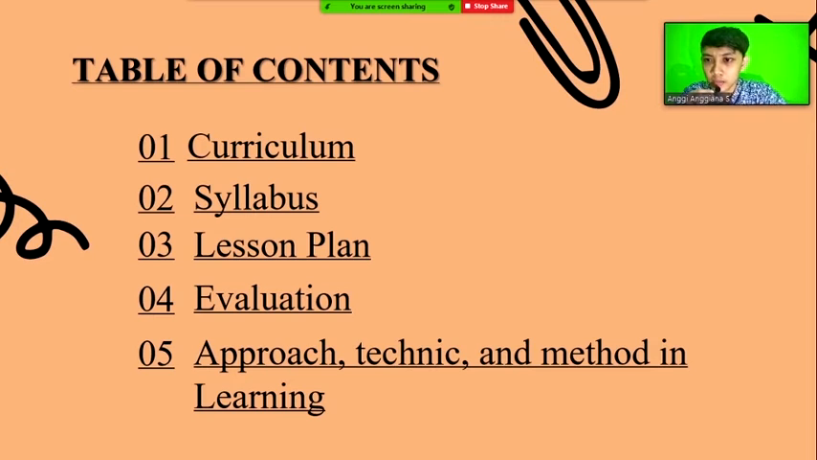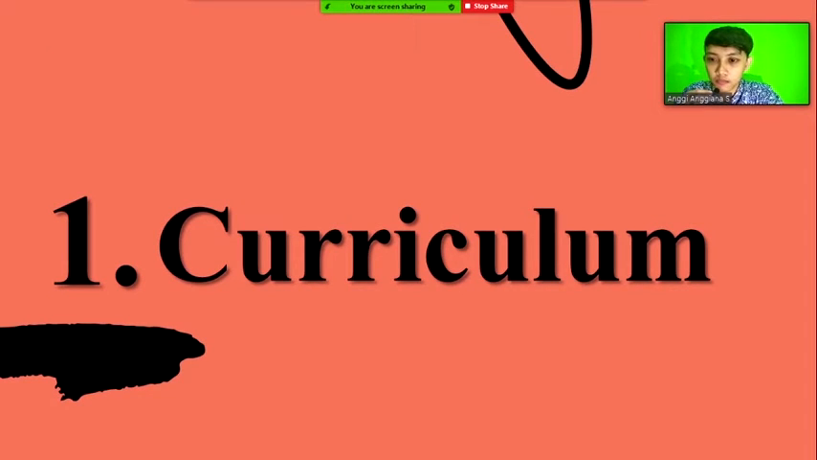In this presentation there are five contents. First is about curriculum, and second is about syllabus. Next is about lesson plan, or in Indonesia it's called RPP. Fourth is evaluation. And last are approach, technique, and method in learning. So let's start with curriculum.